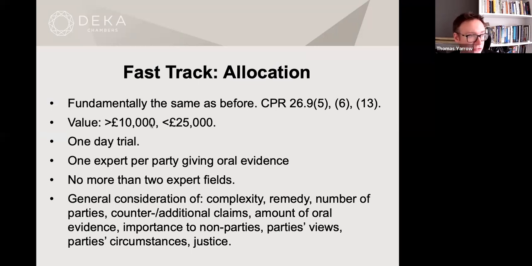Everyone will already be very familiar with cases that are worth below the small claims limit, justifying fast track because of complexity of issues. Other people will be well aware of cases that are worth 50, 60, 70K coming into the fast track because actually the issues in dispute are really narrow and it's not going to last more than 1 day, and there might not even be any oral evidence from any experts at all. So fast track allocation is the same old, plus ça change. Next slide.